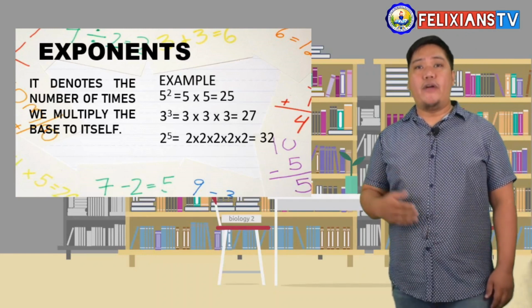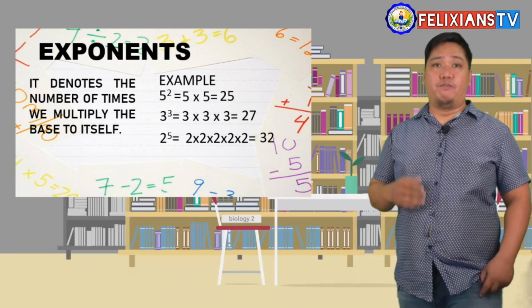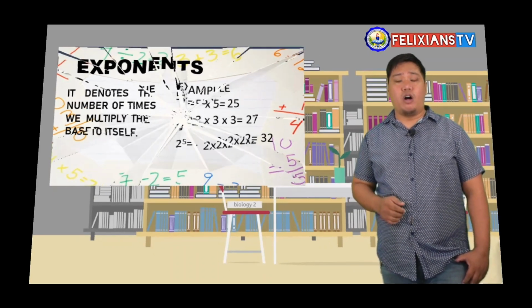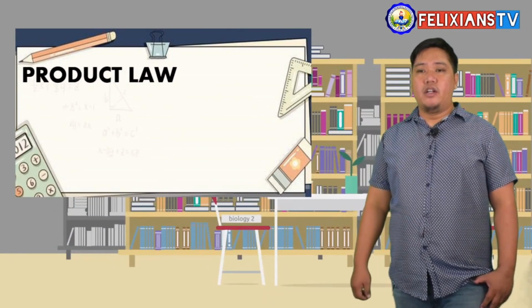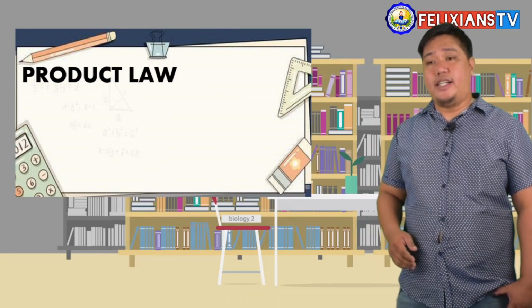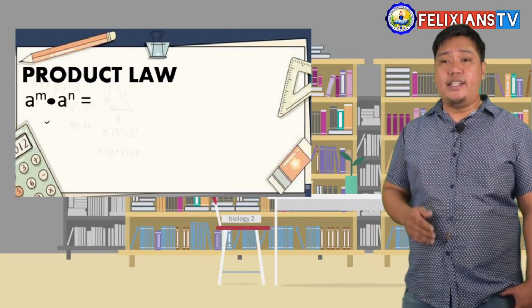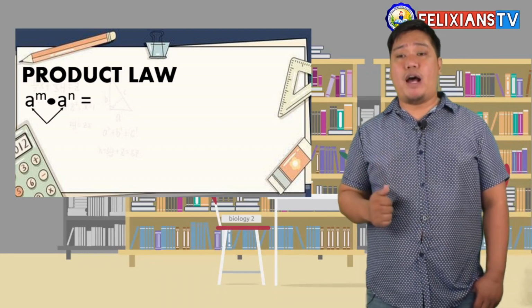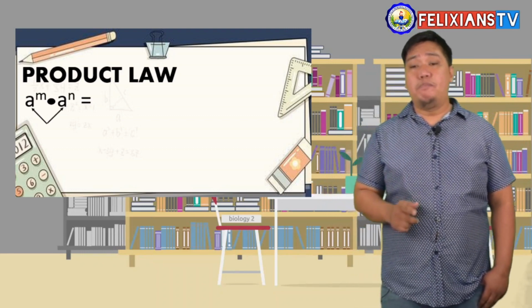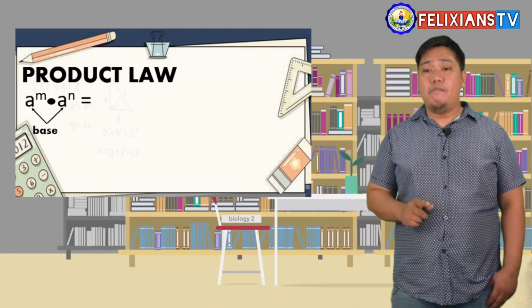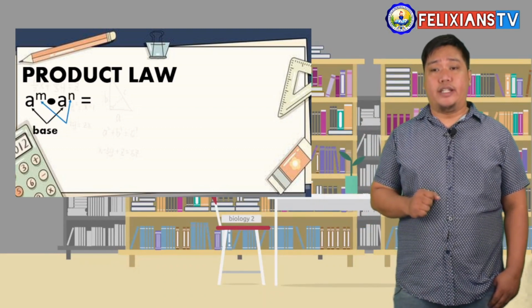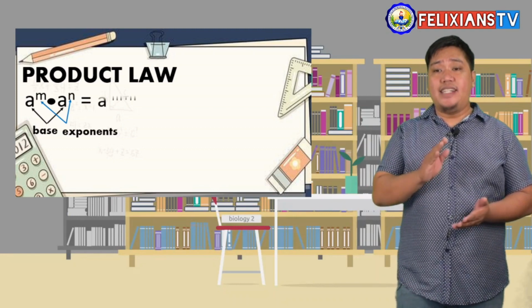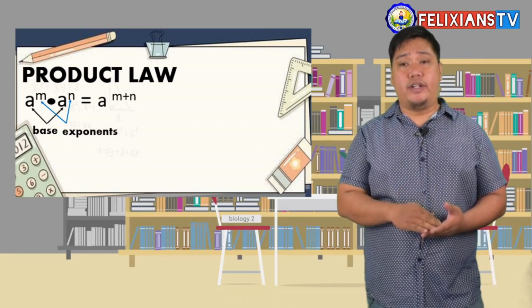Now that we already know the definition of both words, let us combine both and discuss the product law. When we talk about product law, it states that if A is raised to the m power times A raised to the n power, where A is the base and m and n are the exponents, what we usually do is simply copy the base A and add the exponents.